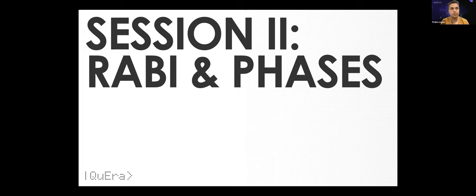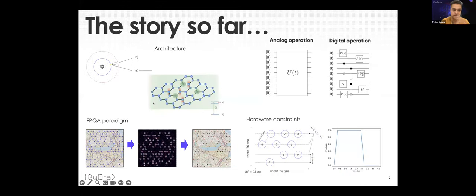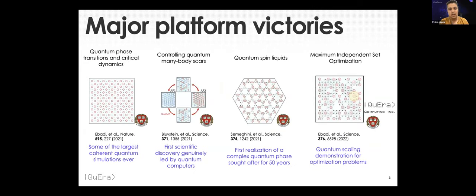So the story so far, as I mentioned: consider the architecture, analog versus gate-based operations, hardware constraints, which are very important, and this paradigm of FPQAs. The motivation now is that there have been a lot of interesting simulations and applications in physics. These are just four of them: phase transitions and criticality, which will be our focus, but also some dynamics, many-body scars, spin liquids, and optimization. I discussed a little bit about optimization yesterday.